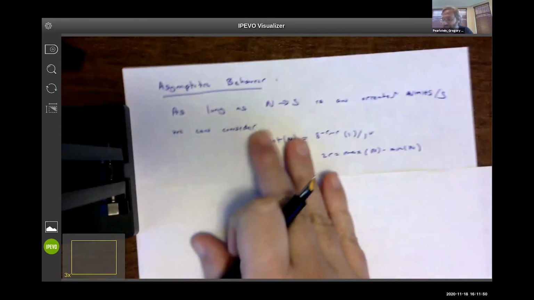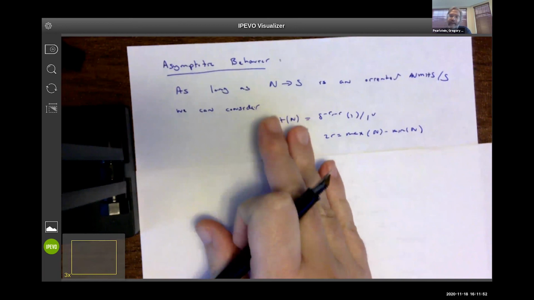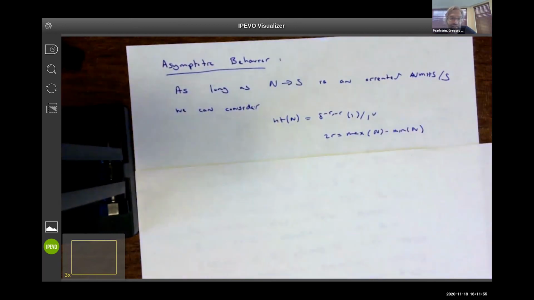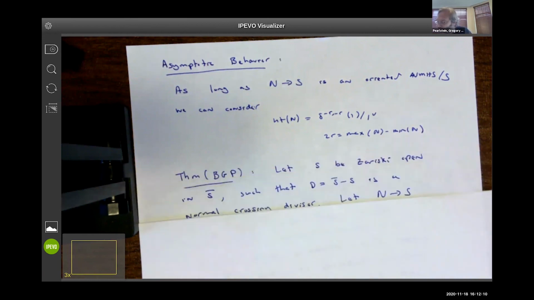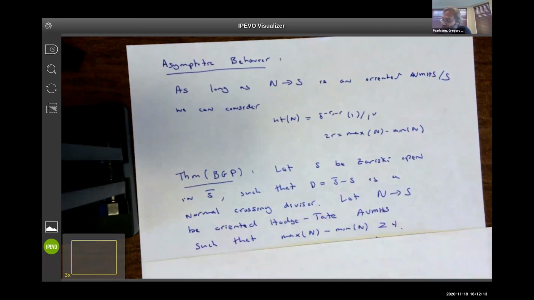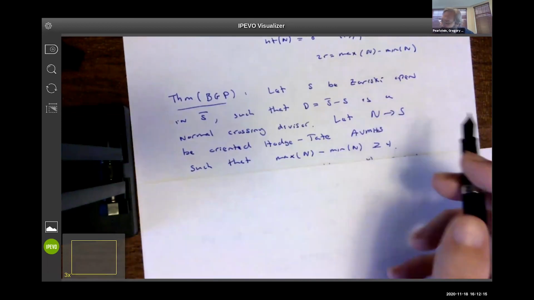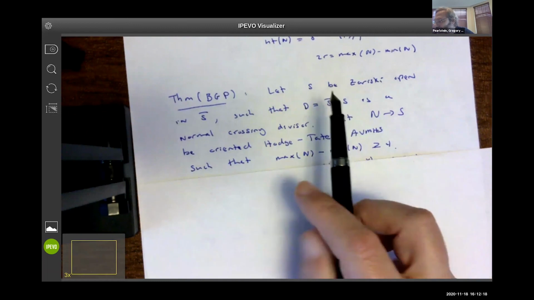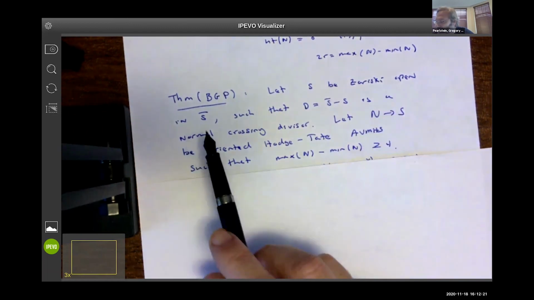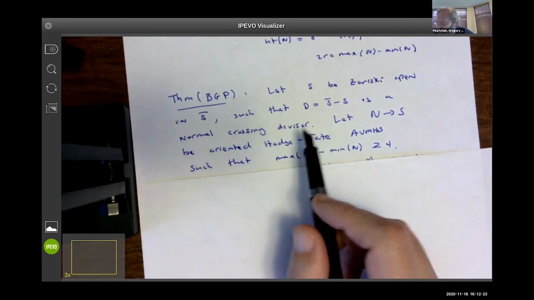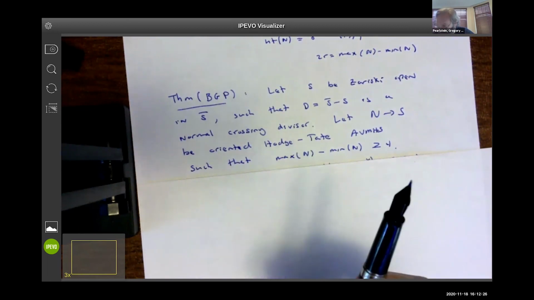Not the other part. So now we have to look at the asymptotic behavior. As long as we're just looking at an oriented biextension over S, we can consider its height, and we don't need it to be coming from some height pairing type of story. Okay, so we're going to let S be a Zariski open subset in some S bar, and D, the complement, is a normal crossing divisor.